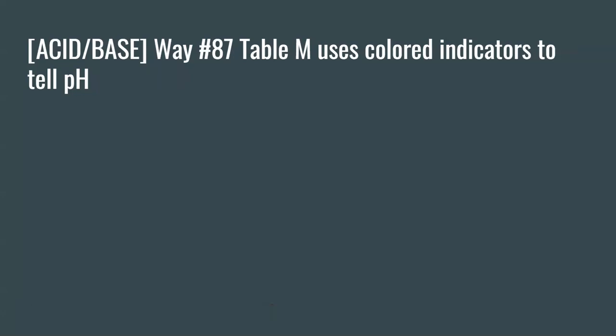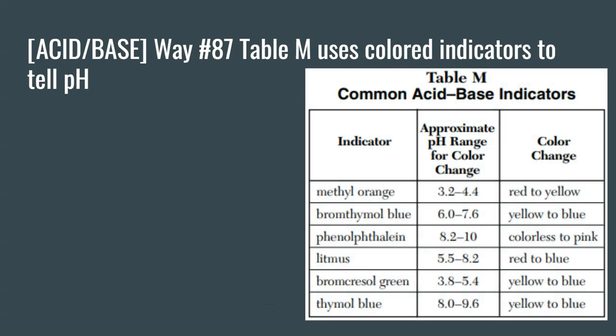Regents question type 87 deals with acid-base indicators. And for this, you're going to use predominantly Table M. Now, in order to determine how to use Table M, you need to look at the approximate pH range for the color change. What it tells you on the left side is a particular acid-base indicator, and then it gives you a pH range.